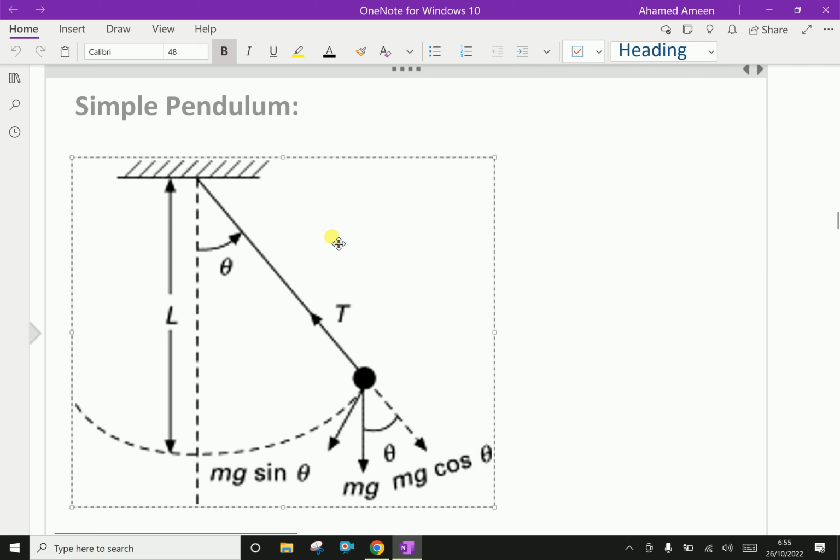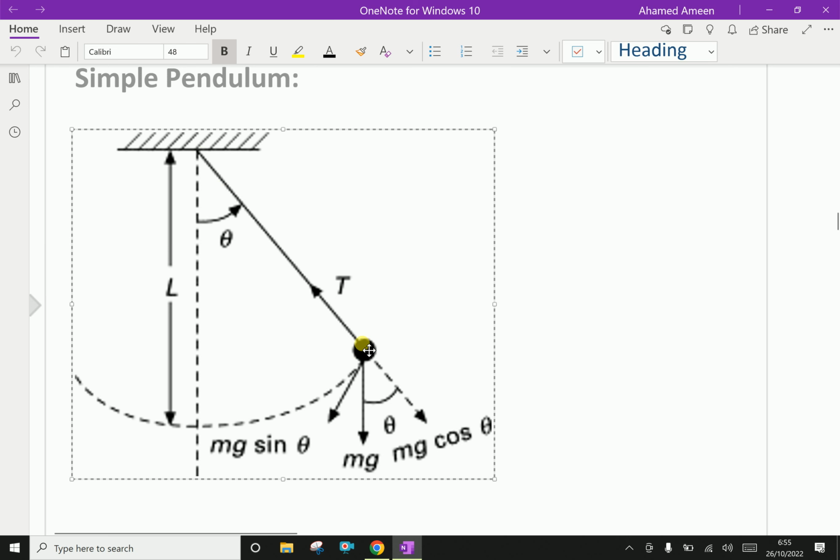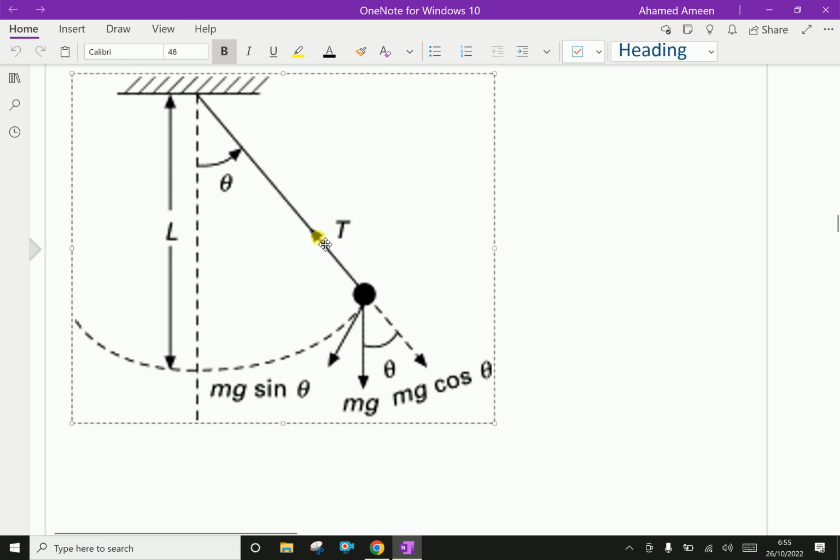Look at this figure. Here, a bob is connected with an inextensible string. The tension of that string is T. Here, this T newton is along the same line, this is mg cos theta, and perpendicular to that line is mg sin theta. Components of this T are mg cos theta and mg sin theta. This perpendicular is mg. Here the length of the string is L. The angle between the perpendicular and the string is theta degrees.